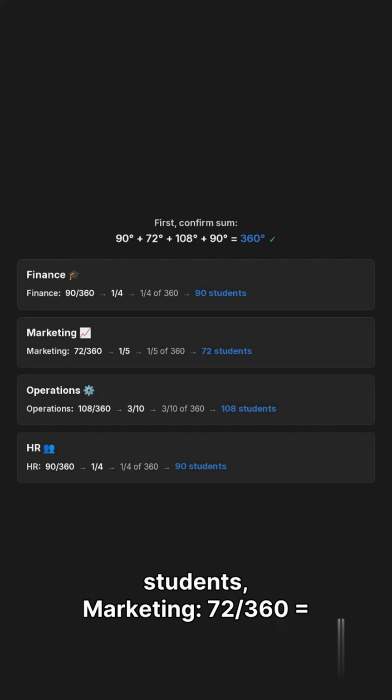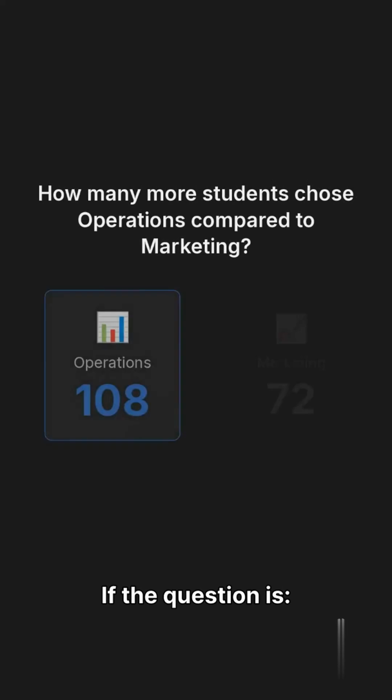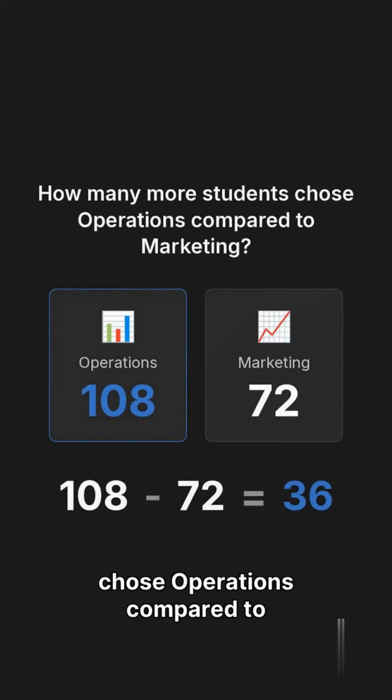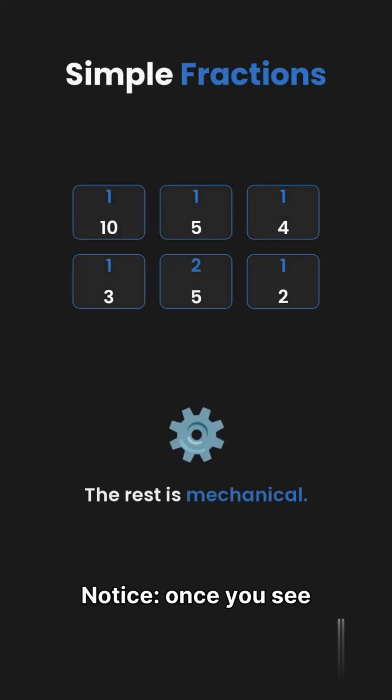Marketing. 72/360 equals 1/5 of 360 is equal to 72 students. Operations. 108/360 equals 3/10 of 360 is equal to 108 students. HR. 90/360 equals 1/4, 90 students. If the question is, how many more students chose operations compared to marketing? You do 108 minus 72 is equal to 36. Notice, once you see simple fractions, the rest is mechanical.